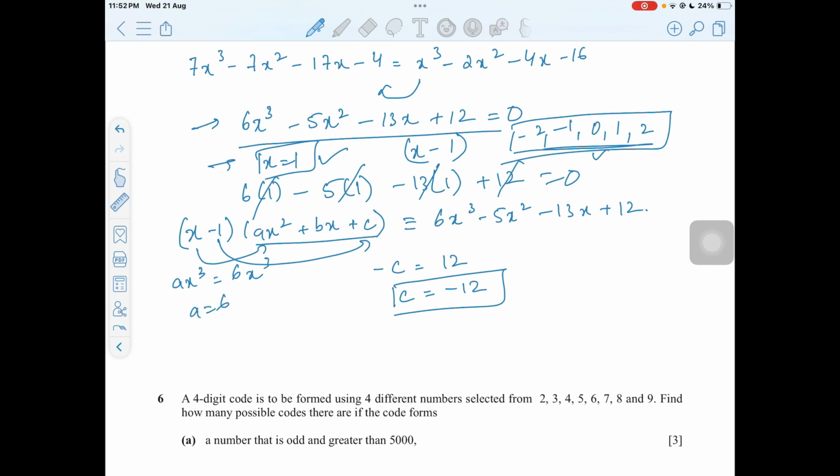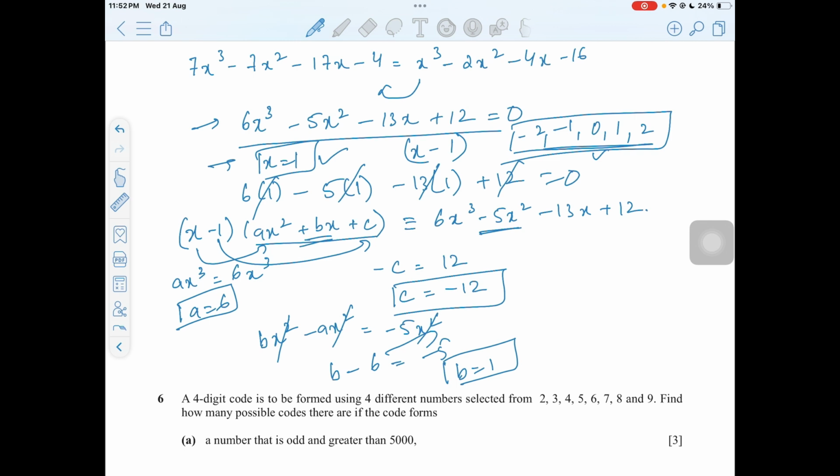Now let's just calculate the x squared term to complete our b as well. We will have our b as bx squared and negative ax squared, and our x squared term is basically negative 5x squared. This x squared would be cancelled out. We have our b minus 6 equals minus 5. So this would go over there. We have our b as 1, right? So this would be something like 6x squared plus x minus 12, and this is multiplied by x minus 1.